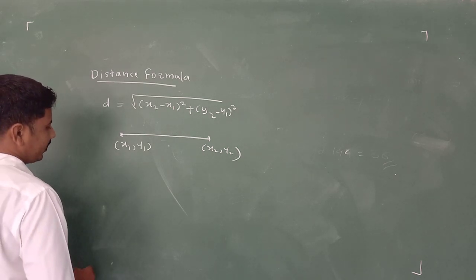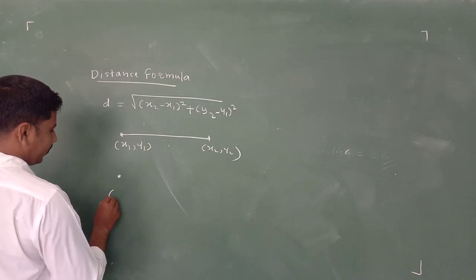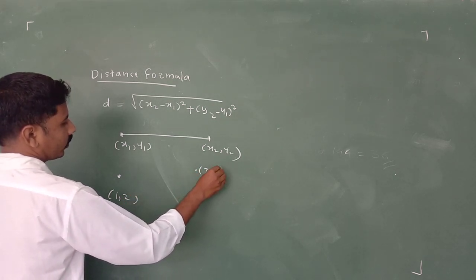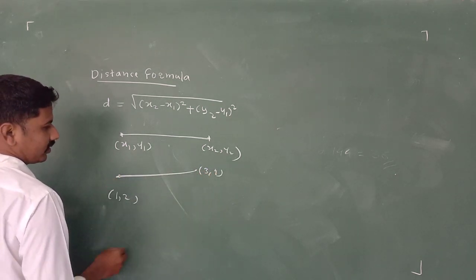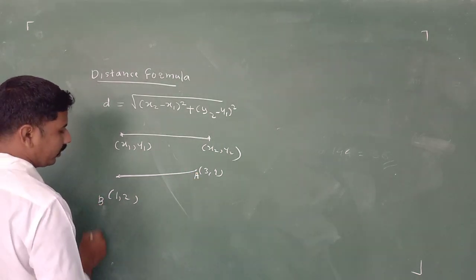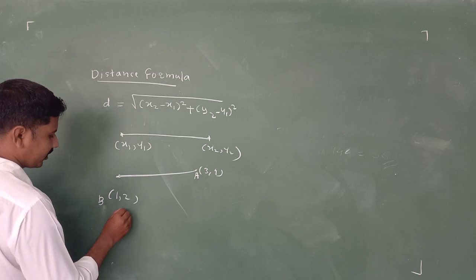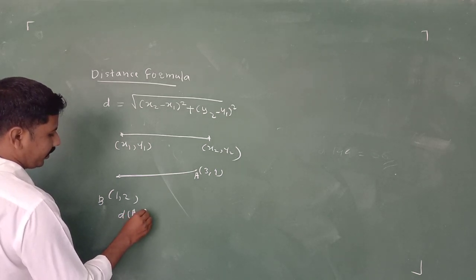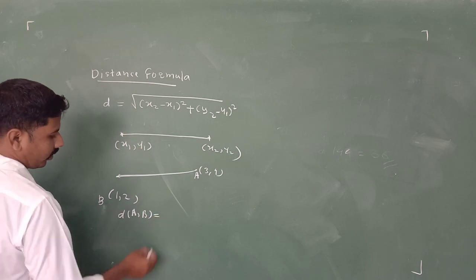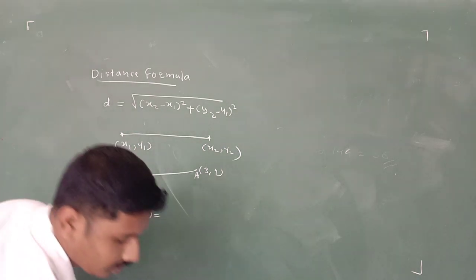Simple example on this is that suppose this is the point 1, 2 and this is the point 3, 4. Then name this point as A and B, and you will be told to calculate distance A comma B. In this case we are using this formula. So we will solve all stepwise.